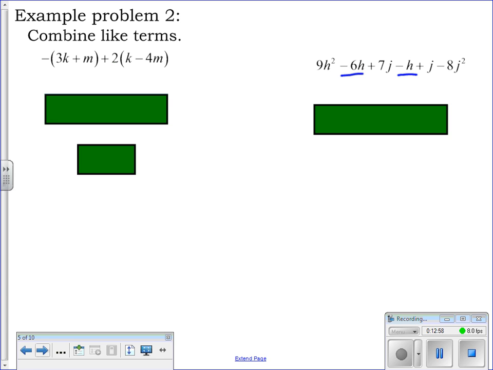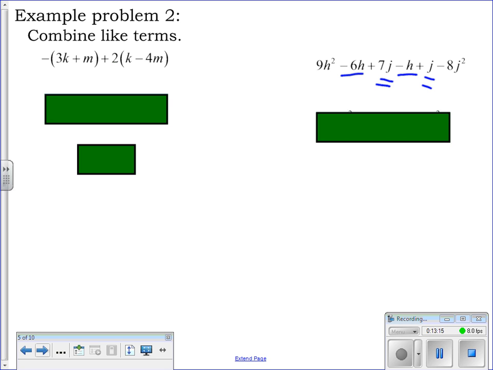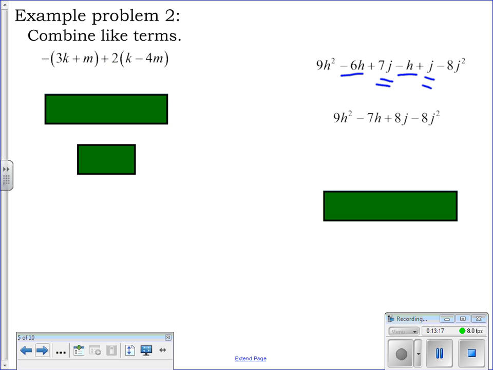Okay. And then I go to the next one. I have 7j, and then I have j. Those are like terms. The variable's exactly the same. Then I have negative 8j squared. There are no other j squared, so there's nothing to combine that with. So I get 9h squared. That doesn't change. Minus 7h, because it's negative 6h minus 1h. And then plus 8j minus 8j squared.